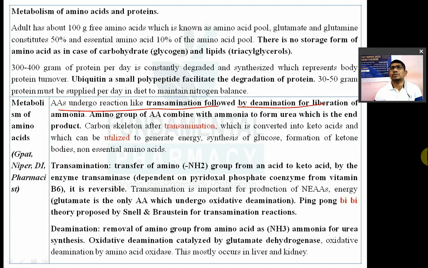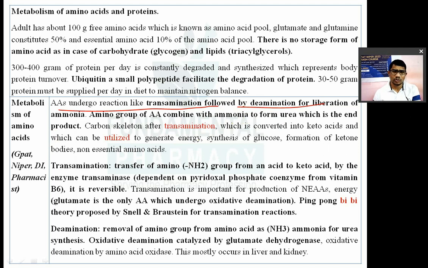ग्लूटामेट का मेटाबॉलिज्म दैट ऑकर्स ओनली इन द लीवर. बाकी ऑर्गन्स में बाकी सब का मेटाबॉलिज्म होता है, बट ग्लूटामेट का मेटाबॉलिज्म ओनली दैट ऑकर्स इन द लीवर. ग्लूटामेट ट्रांसअमाइनेशन फॉलोड बाय डीअमाइनेशन दैट टेक्स प्लेस इन द लीवर ओनली.